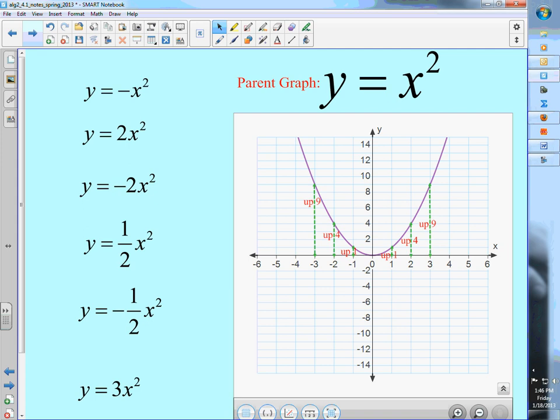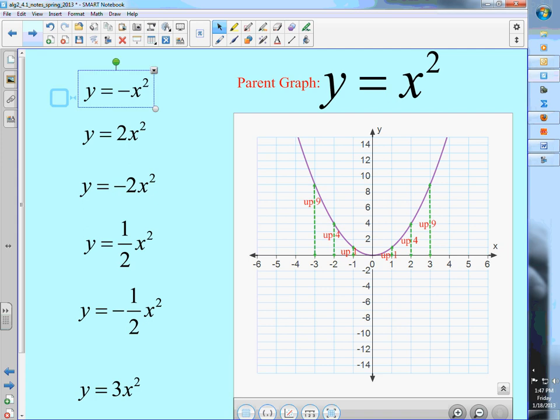Take a look at all of these equations. Okay, they are all quadratics. Therefore, their graphs are all parabolas. What do all of these have in common? They all have just a vertical stretch factor, which means the origin 0, 0 is where the vertex will be for all of them. Okay, these only have a vertical stretch factor.